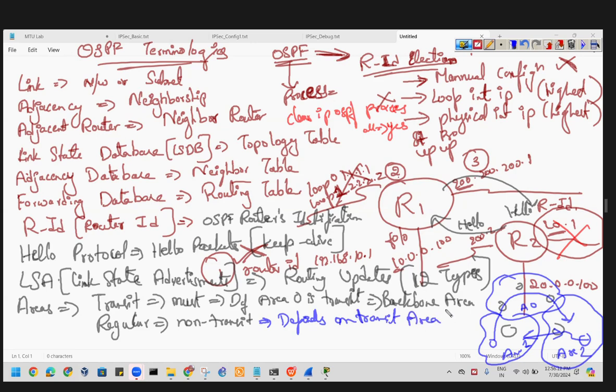That is why a transit area is a must in OSPF. The first area that you will create is area 0. After that, you can create as many areas as required. But first you should create at least one transit area, and all regular areas will connect directly or indirectly to the transit area. They should connect to the transit area somehow.